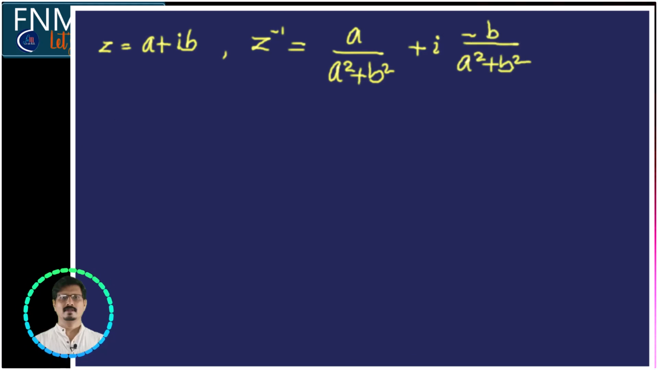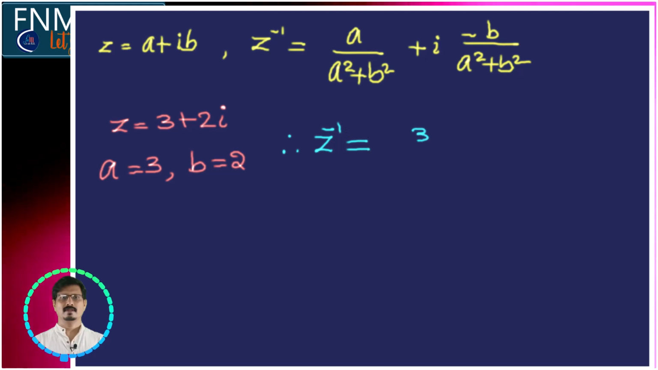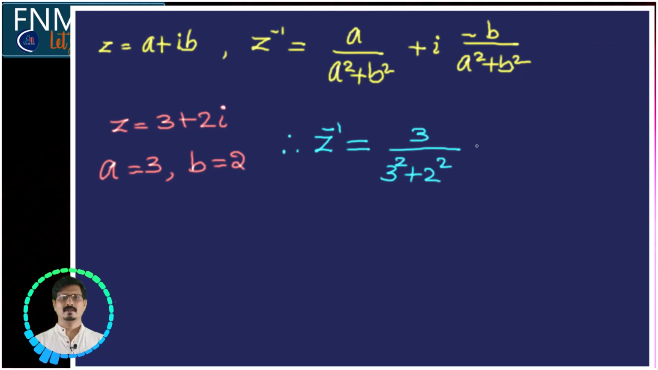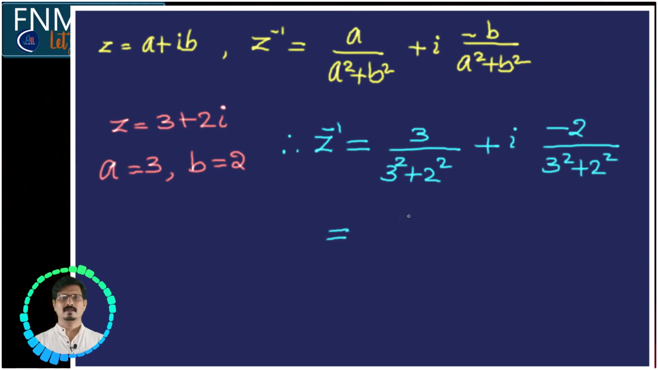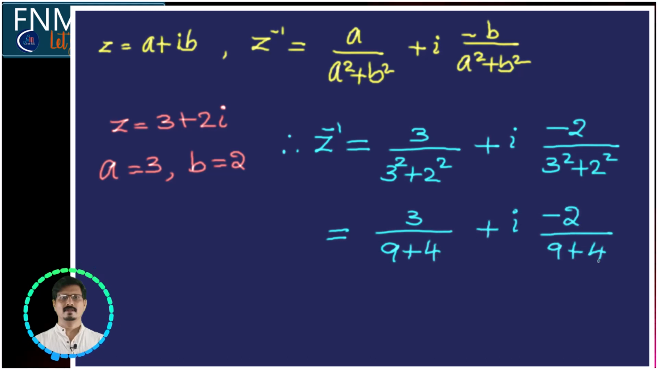Now in this question, z is 3 plus 2i, where we can say a is 3 and b, the imaginary part, is 2. Therefore, z inverse, the inverse of the number, is equal to 3 by 3 square plus 2 square plus i into minus 2 divided by 3 square plus 2 square. That is equal to 3 by 9 plus 4 plus i into minus 2 by 9 plus 4, which is equal to 3 by 13 plus i into minus 2 by 13.